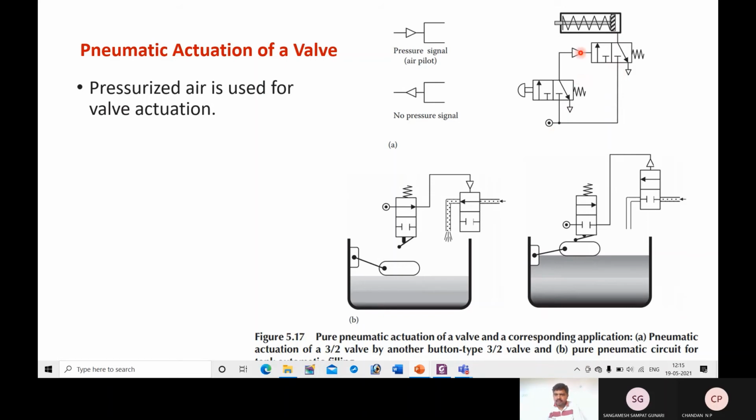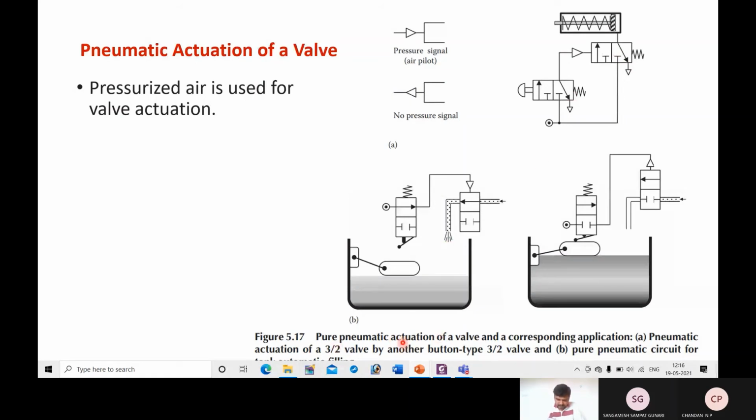Now, because of this air signal, the position of the valve will change. There will be contact between this port and this. Because of that, air will be inside the actuator, that is the cylinder, and there will be an extension stroke. When you release the push button, again there will be no supply of air signal. Since it is spring return, it will automatically go back to its initial position, then retraction takes place. So you can make use of this for application.